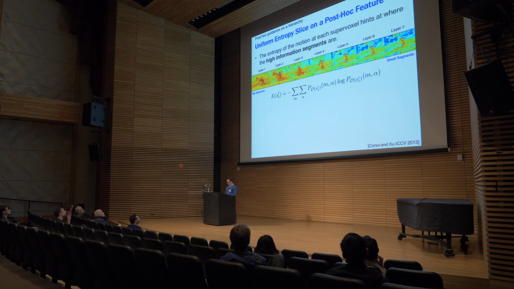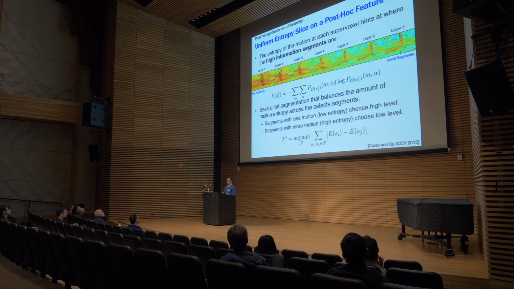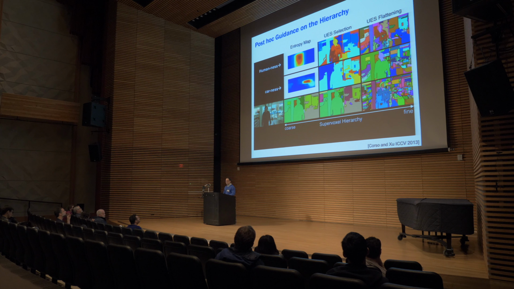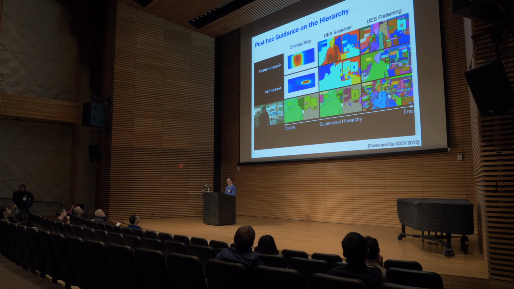The intuition here is that we would like to come up with a flattened version, a selection across the hierarchy that would balance the amount of entropy across the segments. Right? So when we have a large background segment, not much is happening, fine, we can keep it as a large segment. But when we have a foreground segment, a lot is happening, we'd want to make it a finer segmentation. So we optimize this function and get a flattened hierarchy based on some sort of post hoc guidance.